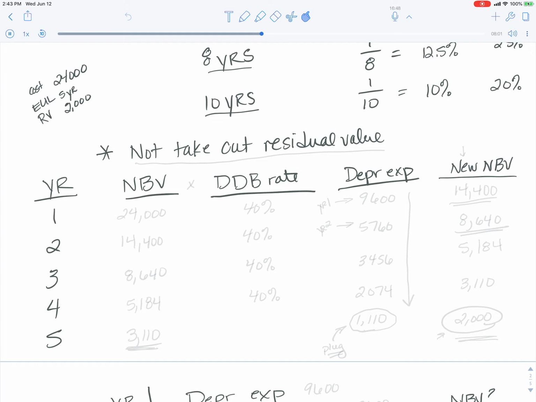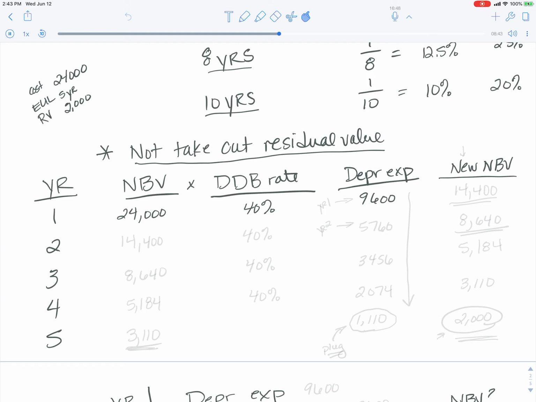So set up your table like this with 5 columns. And you're going to start off with a net book value equal to your cost. Do not take out residual value at the beginning. We take it out at the end when using double declining balance. So what you do is you multiply your net book value times your double declining balance rate. So we calculated that up top to be 40%. So we're going to use 40% all the way through. So 24,000 times 40% equals 9,600.